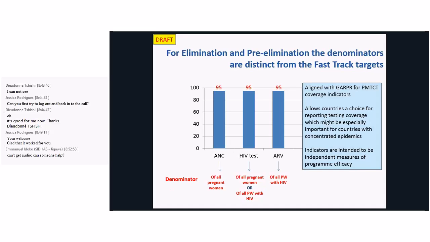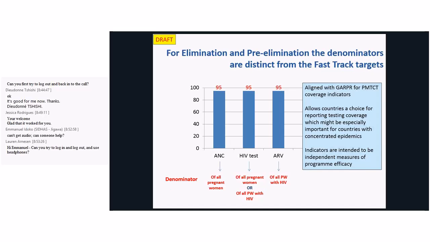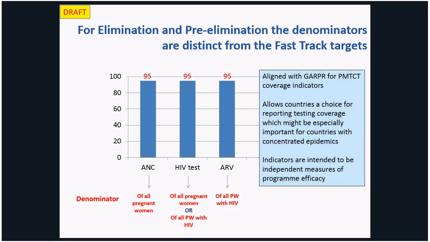Giving countries a choice for their HIV testing denominator will allow countries to report either against the proportion of all pregnant women or of all pregnant women with HIV. And this is especially important in countries that have a concentrated epidemic, where you might be able to achieve high levels of testing of all pregnant women with HIV without necessarily following a universal testing approach in the whole country. These indicators, therefore, are intended to be independent measures of program efficiency. So they're not really intended to be a cascade set of indicators. Rather, they're each of them reporting against the specific program elements that are felt to be important in order for a country to be able to state that they have a robust program. Next slide.